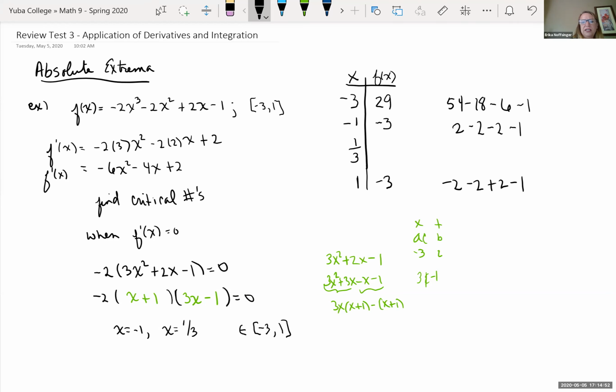Okay, so now plugging in 1/3. So I have -2 times 1/3 quantity cubed. Well, 1/3 quantity cubed is 1/27. And then I have -2 all times 1/3 squared. 1/3 times 1/3 is 1/9. Plus 2 times 1/3 minus 1.